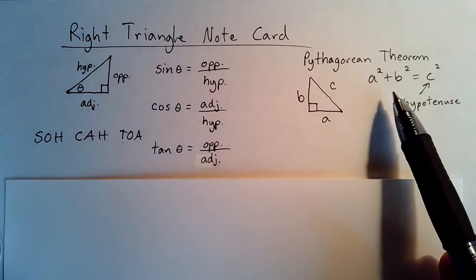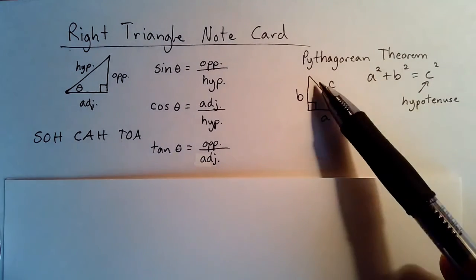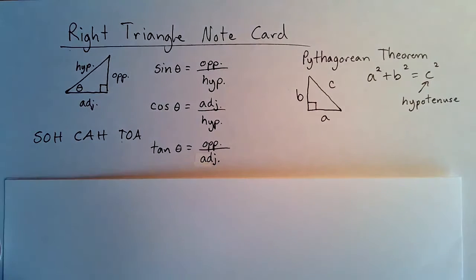You also might want to put on there the Pythagorean theorem with the reminder that the C is always going to be your hypotenuse.